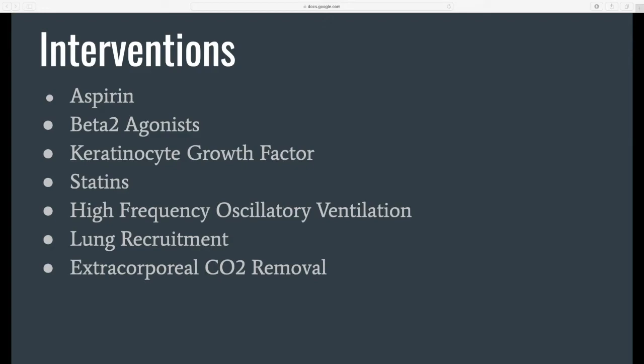I forgot to include steroids. They're not recommended in ARDS, and high-dose steroids are associated with increased mortality.